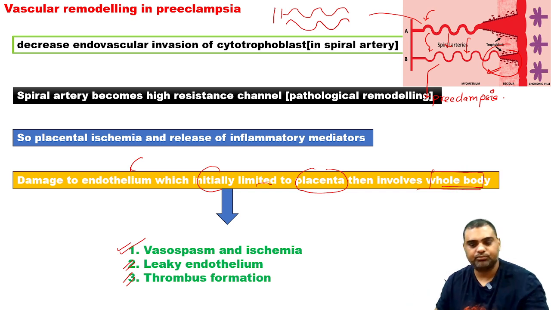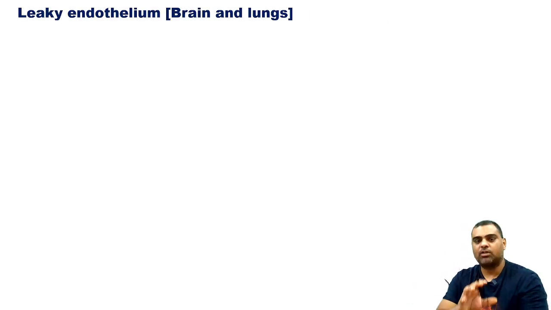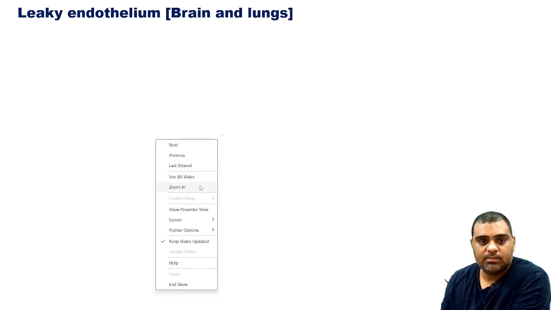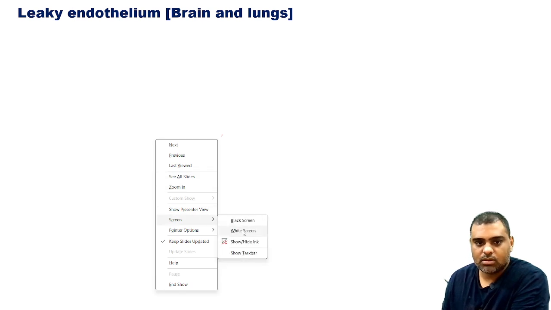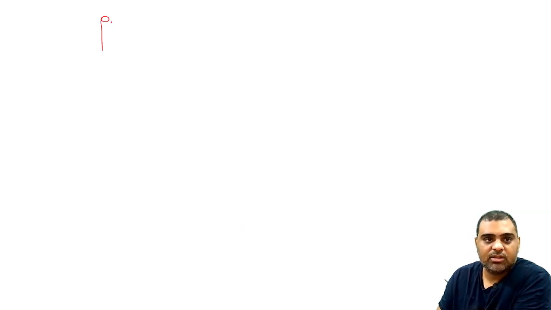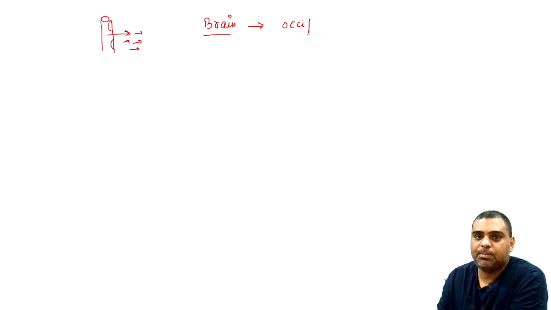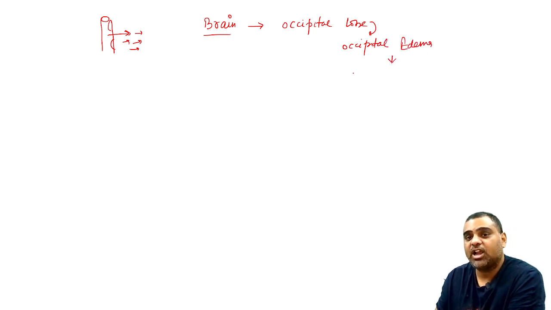These things will happen. Now, first we have to understand all those three things. First, we will understand what happens with the leaky endothelium. For example, if this is the capillary and it becomes leaky, fluid will come to the extravascular space. Let us first understand this in terms of the brain. It comes out in the occipital lobe and will cause occipital edema, due to which there can be temporary vision loss.